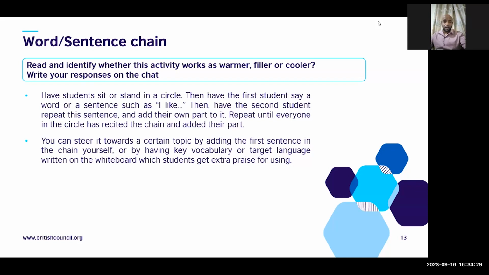Okay, Tesfaye, he said, I think the first one works for warmer and filler. Okay, yes. The second activity also works for both warmer and filler. Actually, the second one is the explanation of the same activity.